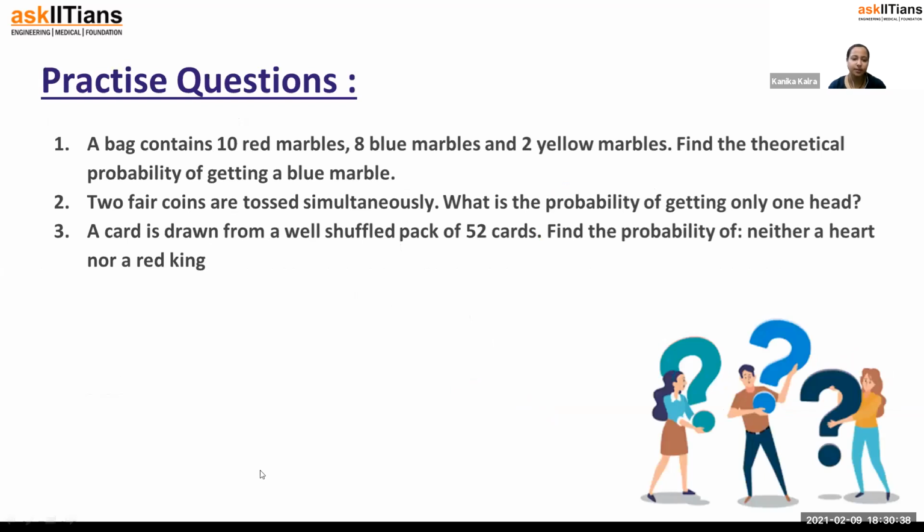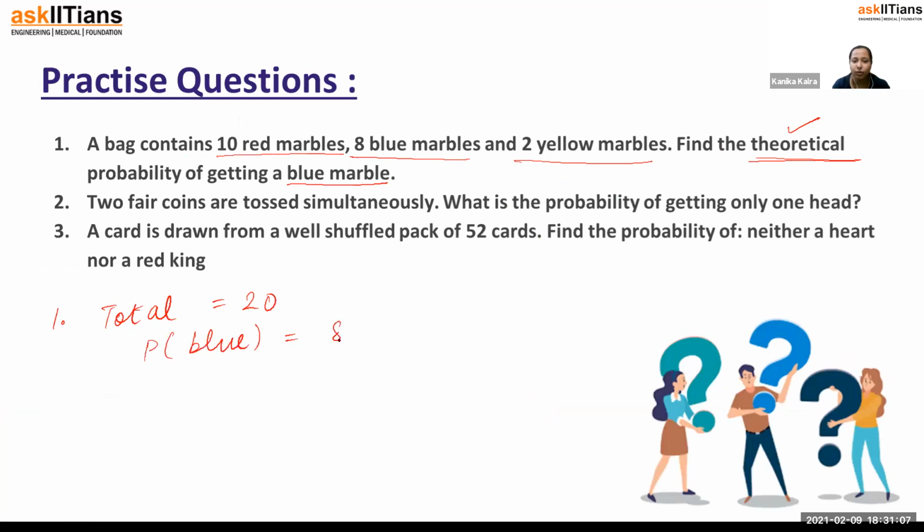Next, let's look at the practice questions. The practice questions: a bag contains 10 red marbles, 8 blue marbles, and 2 yellow marbles. Find the theoretical probability. Now again, it's the same question, but in this case, you have to find out the theoretical probability of getting a blue marble. So total are 20. Probability of a blue marble would be 8 over 20. That is equals to 2 over 5. So answer for the first one becomes 2 over 5.